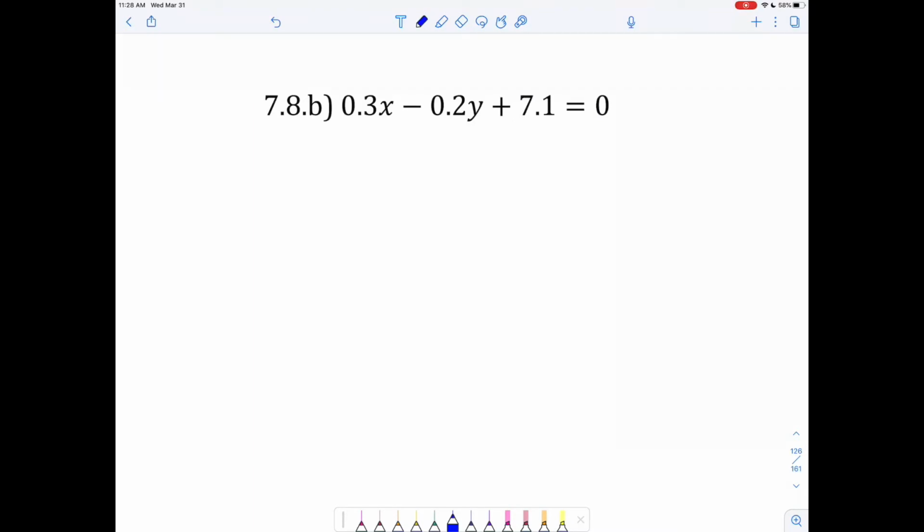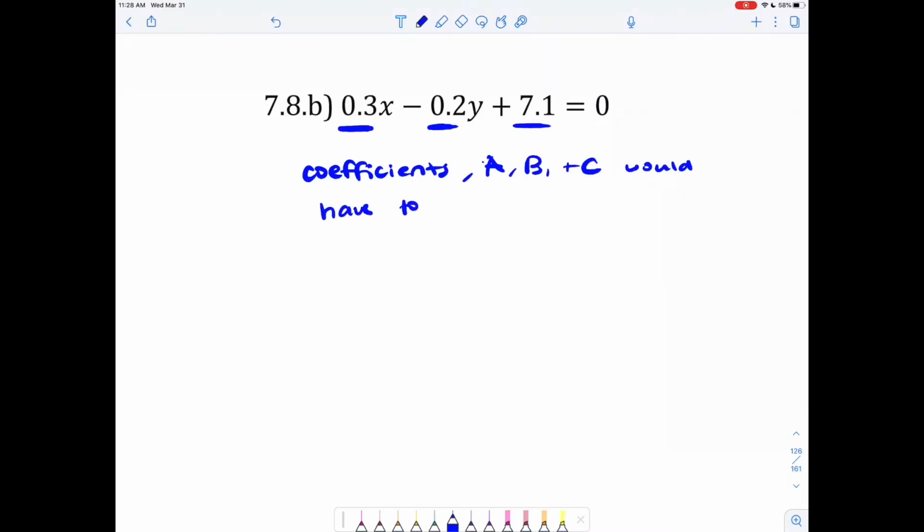What we don't have is that our a, b, and c terms aren't all integers. So coefficients a, b, and c would have to be integers. And we could do that by multiplying all of these by 10. Right? That would get those decimals into integers.